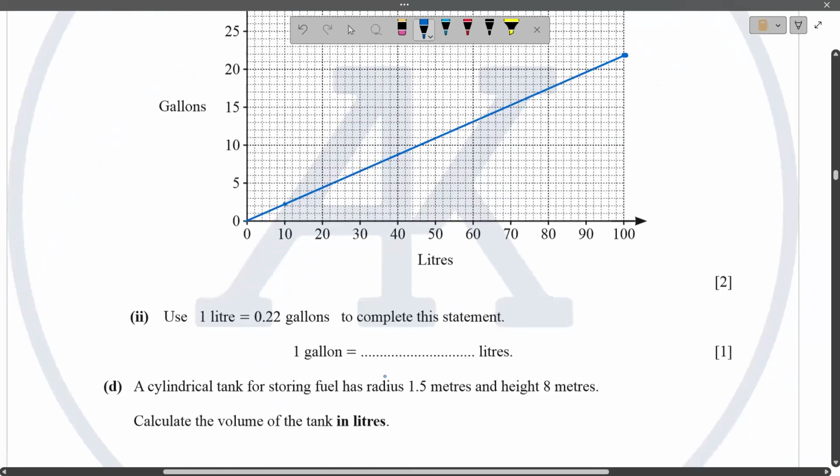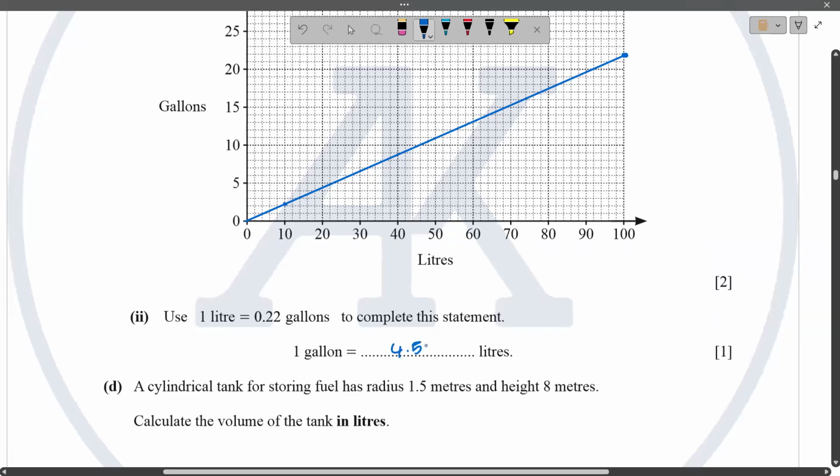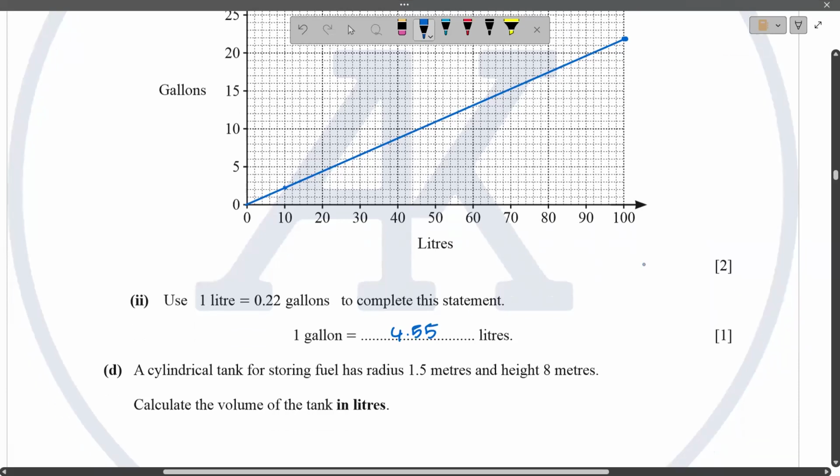1 gallon equals 1 over 0.22, which is equal to 50 over 11 or 4.54. Actually, it would be 4.55 rounding to 2 decimal places. Okay, or we can write it as a fraction, 50 over 11.